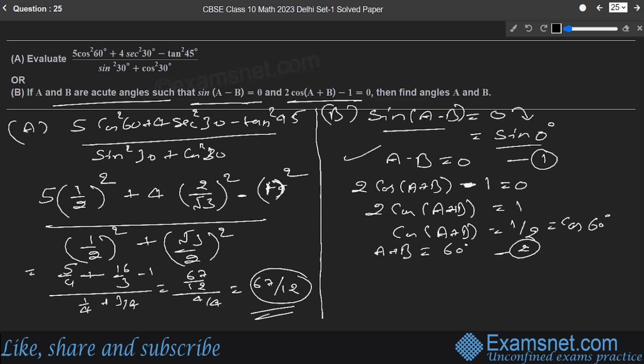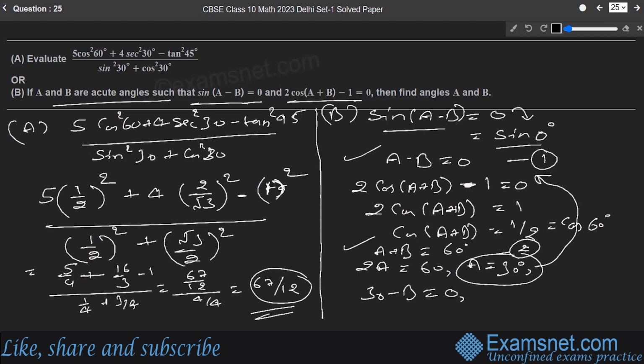So if we solve equation number 1 and equation number 2, that is if we add those two, we get twice of A is equal to 60, and this gives us A value as 30 degree. And if we put the value of A, 30 degree, in any of the equations, let us put this into equation number 1. Then what do we get? 30 minus B is equal to 0. So B value comes out to be 30 degree again. So we get the two angles A and B. So A value is also 30, B value is also 30. So that is the right answer. A and B values are coming out to be 30, 30 each.